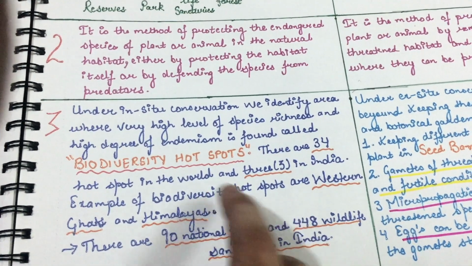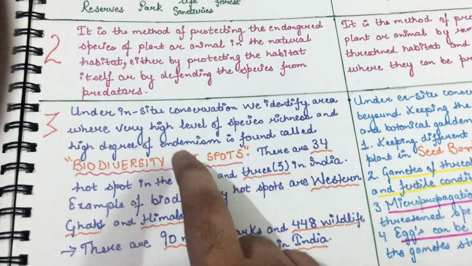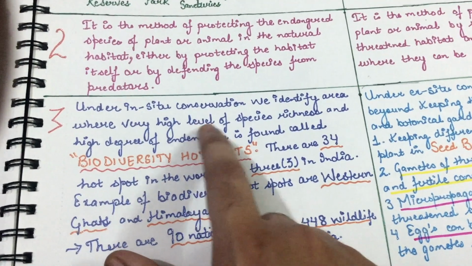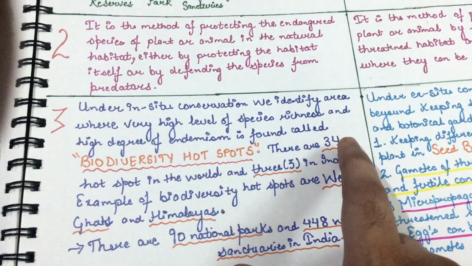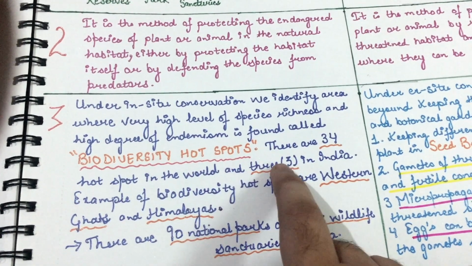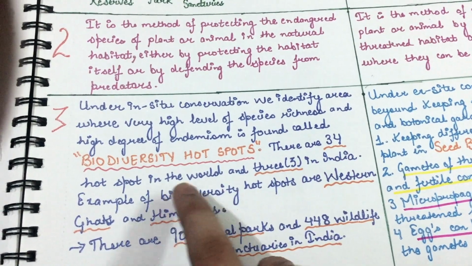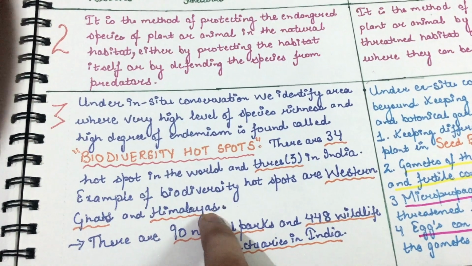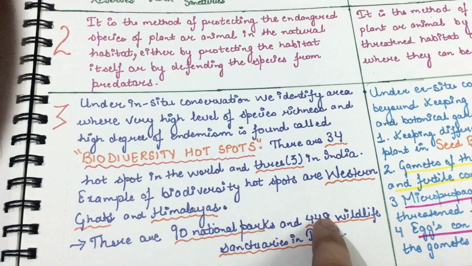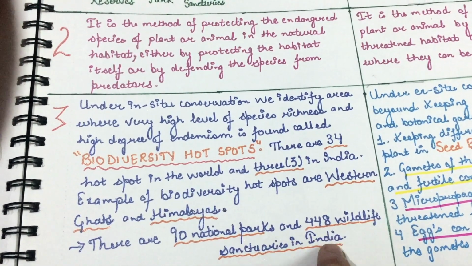So you have to remember, what are biodiversity hotspots? They are the areas where there is a high level of species richness and a high degree of endemism. There are 34 hotspots in the world and 3 in India. Examples of biodiversity hotspots are Western Ghats and Himalayas. And there are 90 national parks and 448 sanctuaries in India.